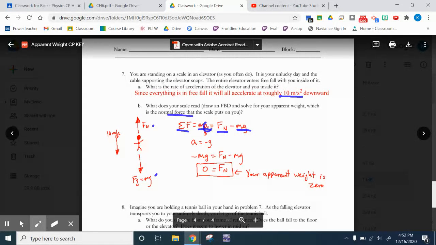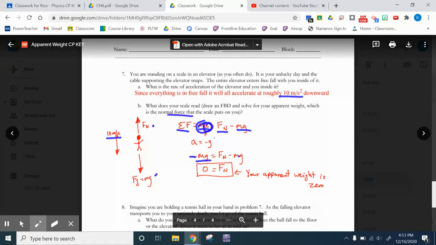However, the acceleration is actually minus g. It's downwards, and it's at a rate of g. So I could plug g in there if I wanted to. So ma is really the same as minus mg, in which case, the normal force, if I want to solve for it, I add mg to both sides, and we get 0.